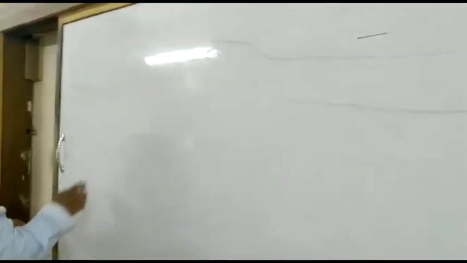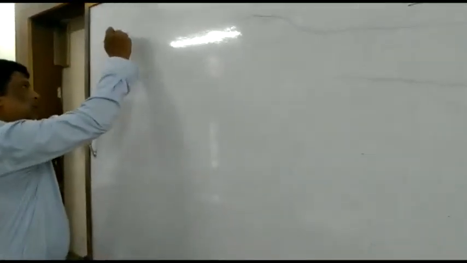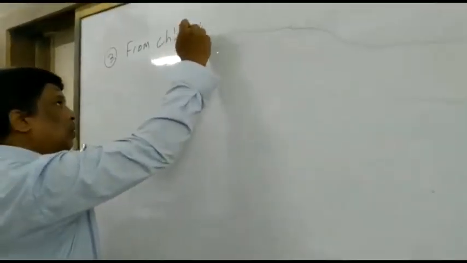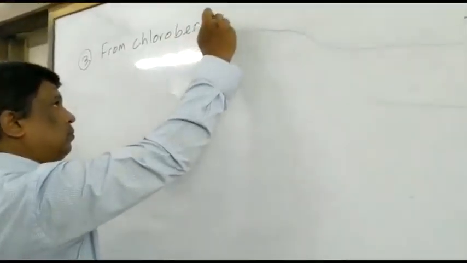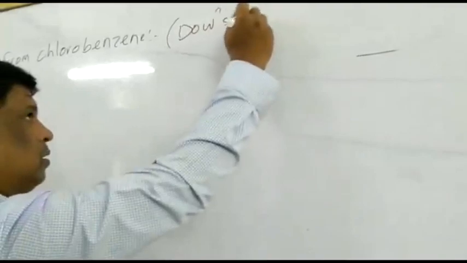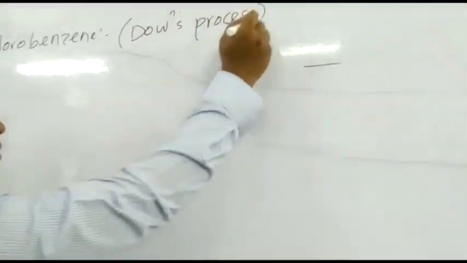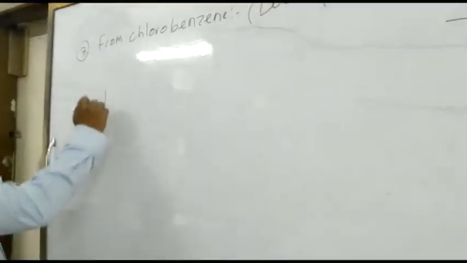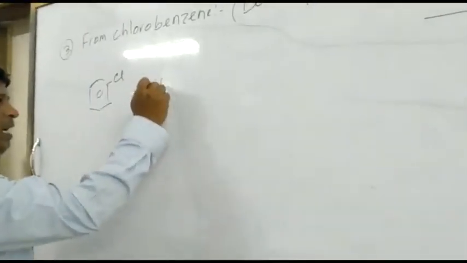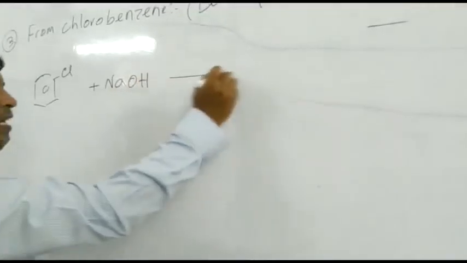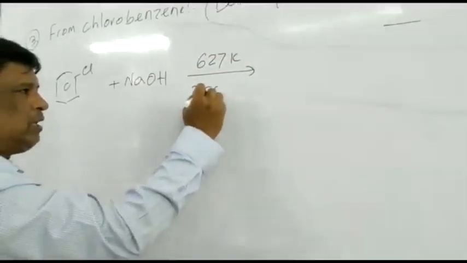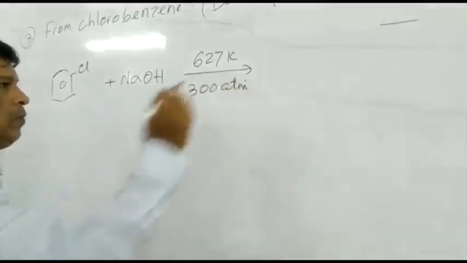The third method is from chlorobenzene, otherwise known as the Dow process. What is the statement? When chlorobenzene is fused with alkali, heated with alkali at 623 Kelvin under 300 atm pressure.